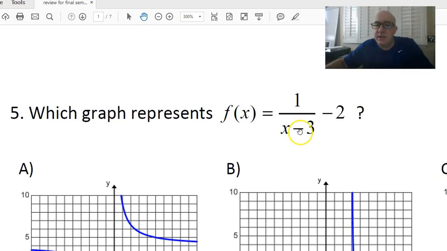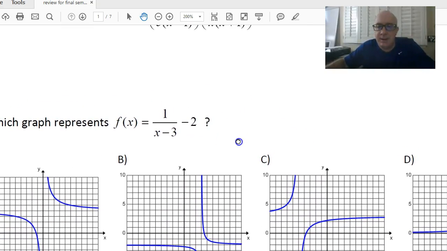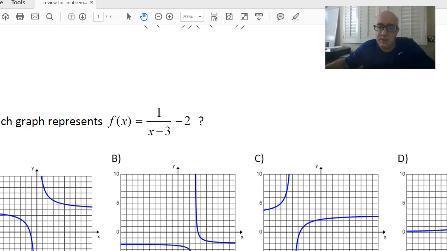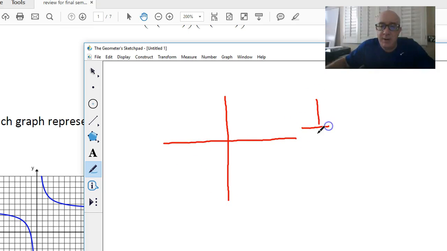Which graph represents this? The parent graph is 1 over x. And let's see, do I have a way to show you what 1 over x looks like? Yeah, this will work. The basic graph for 1 over x, as a parent function here, is just simply, and this is kind of roughed in, this guy here.